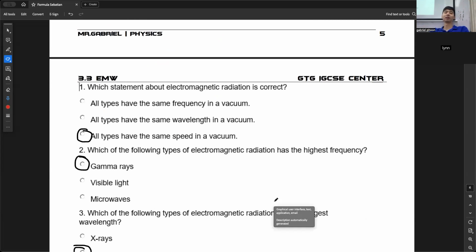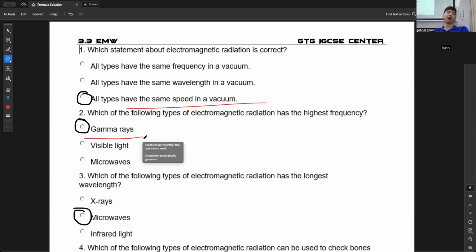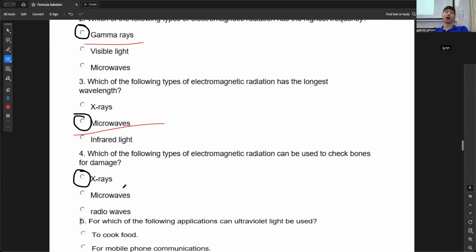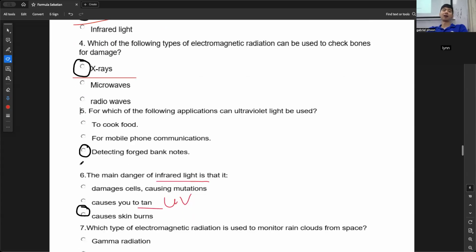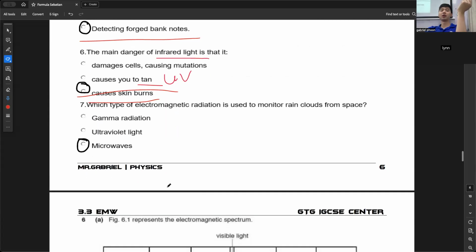Anyways, moving on. Question number 1, you're supposed to get, once again, they are all the same speed. Gamma ray. Number 3, you're supposed to get microwave. Number 4, X-ray. Number 5, detecting forged notes. Number 6 is skin burns. Skin burn is the reason why you feel hot, right? Because there's too much infrared radiation on your skin already. 7 is going to be microwave.